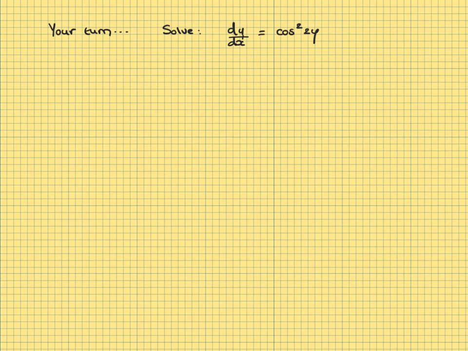So now it's your turn. Have a go at solving this differential equation. dy by dx equals cos squared 2y. So I'm going to start by separating the variables. Note the right hand side this time involves cos squared 2y. So I have the integral of 1 over cos squared 2y dy equals the integral of 1 dx. The left-hand side I'm going to rewrite as sec squared 2y dy. The right-hand side simply integrates to x and will include the constant on the right-hand side.